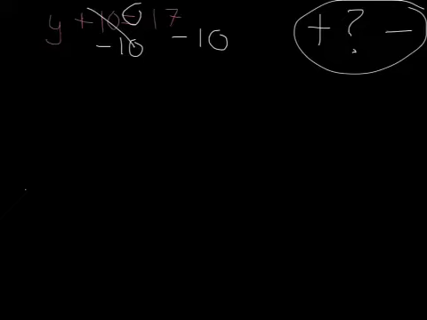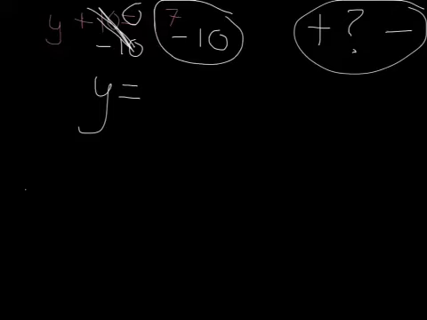So when we solve those, remember these two are cancelled out, so we're left with y equals, and if we do this sum here, 17 minus 10 gives you 7. So there you go, y equals 7. That wasn't too hard, was it? Alright, let's look at another example.